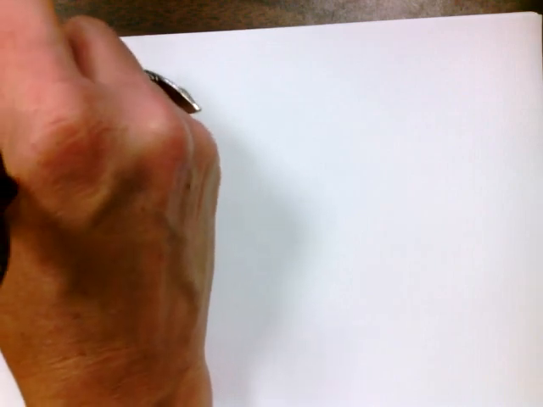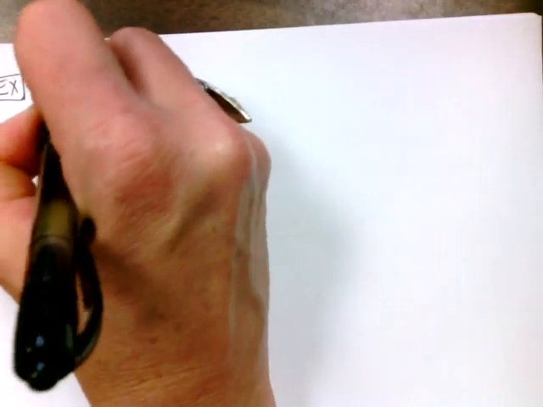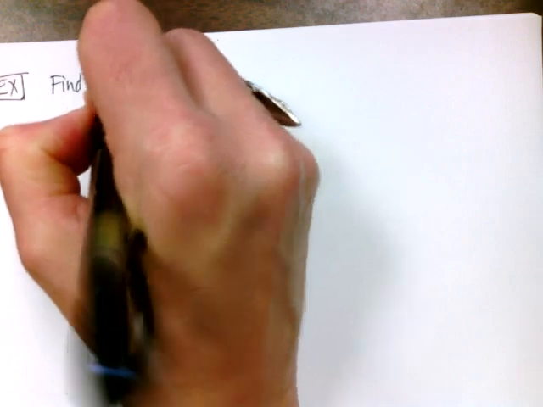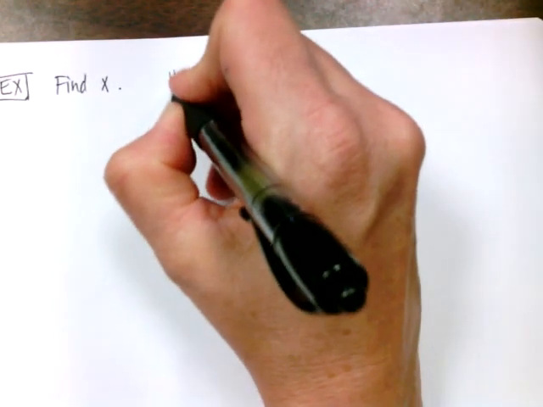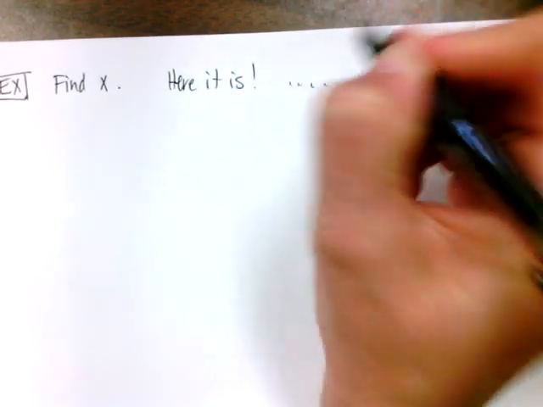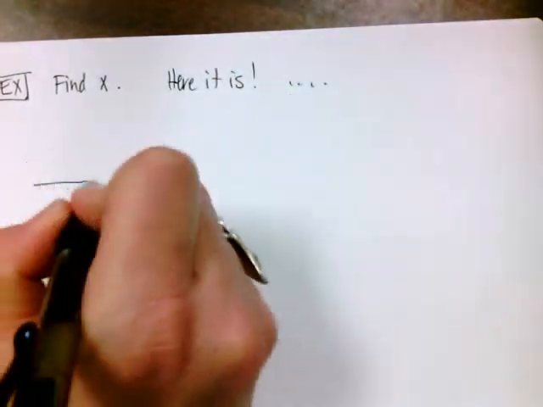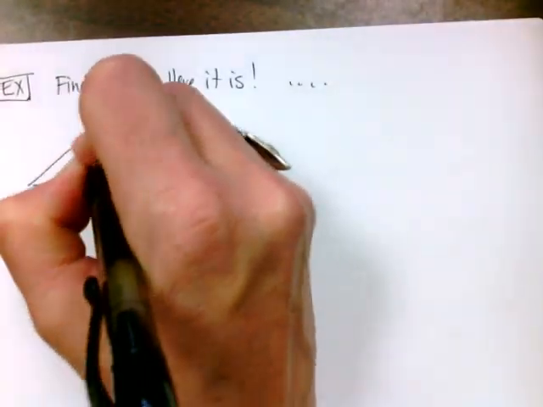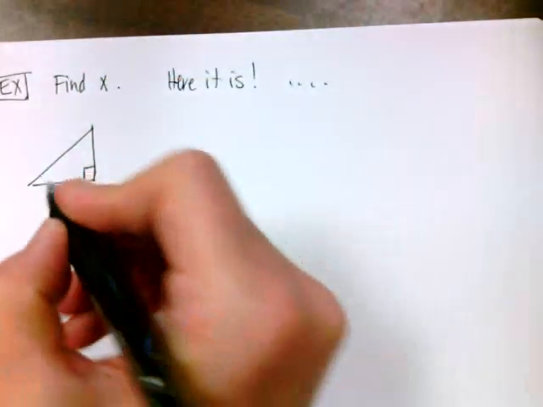All right, so let's do an example using our special right triangles. Okay, so the directions are going to say find x, and you don't get to say, here it is. That's not okay. All right, so here's going to be my handy-dandy triangle. Okay, let's go in this direction. There's my 90.